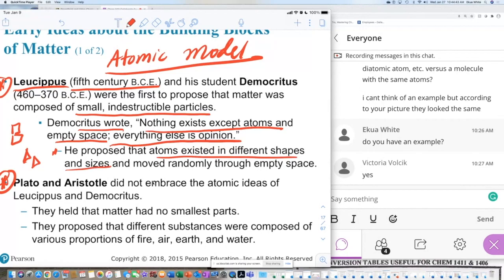Anyway, years later, Plato and Aristotle did not embrace the atomic ideas of Leucippus and Democritus. They actually said matter has no small parts. They said everything around us is made up of various proportions, different compositions of fire, air, earth, and water. This kind of sounds like a musical group, like a band: fire, earth, air, and water, right? So everything we see around us, the table I'm standing in front of right now as I teach you guys, is made up of fire, air, earth, and water, different compositions of it. Okay.